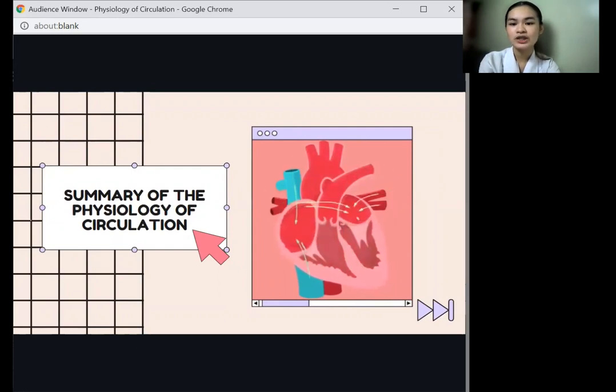And now for the summary of the physiology of circulation, let us remember that the right side of the heart's task is to transport the deoxygenated blood from the body to the lungs where it can be oxygenated. On the other hand, the left side of the heart is responsible for transporting oxygenated blood from the lungs to the rest of the body.